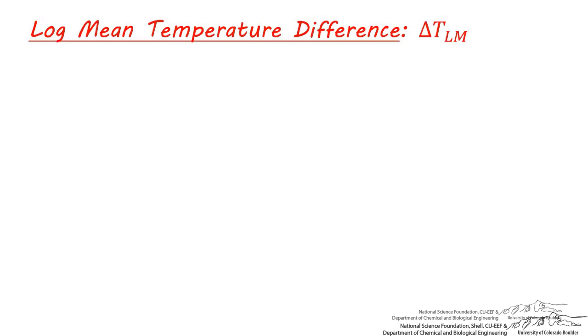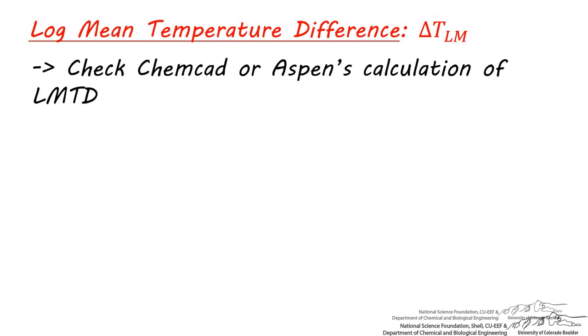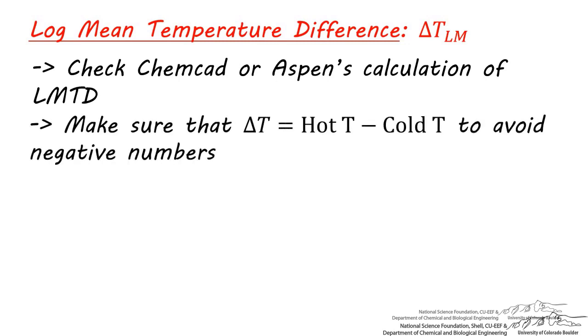Sometimes ChemCAD or Aspen will calculate log mean temperature difference for you, but I recommend checking their work to be sure, since I've seen these programs miscalculate this value. In doing so, when calculating log mean temperature difference, delta T should be the hot temperature minus the cold temperature for both delta T calculations, so as to avoid using negative numbers.